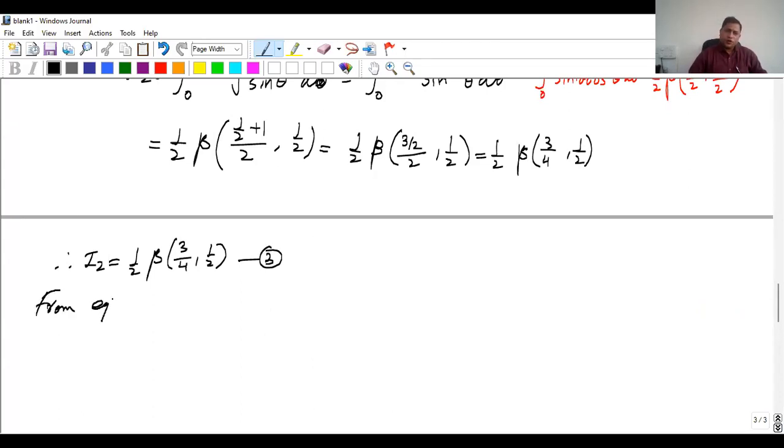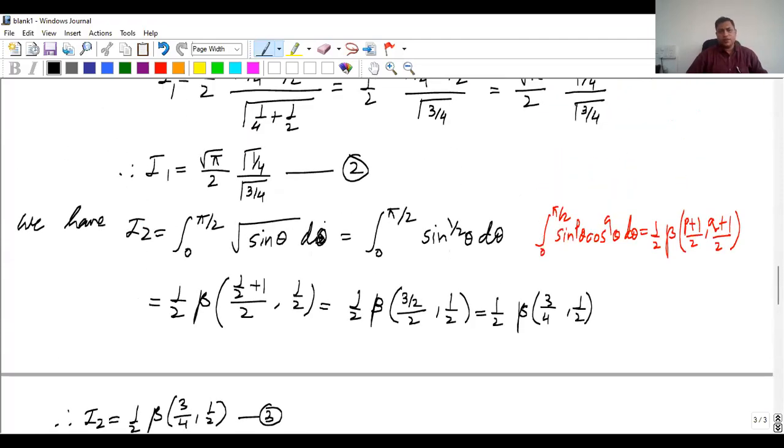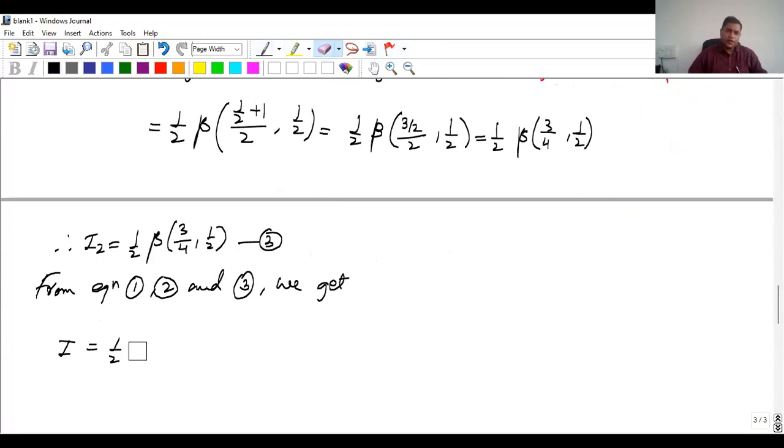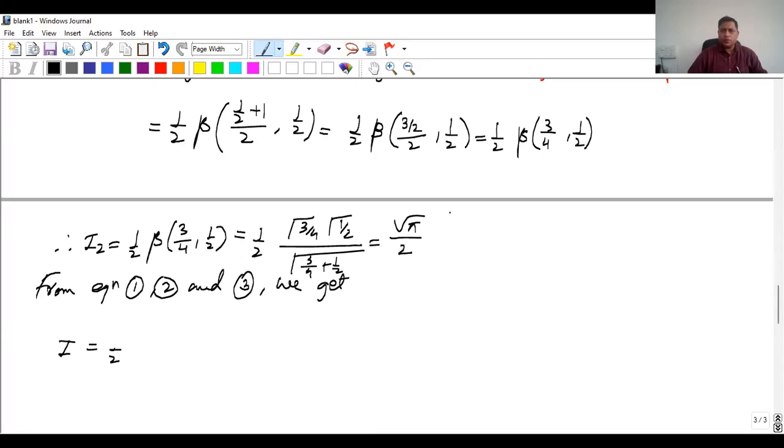So what we can write is from equation 1, 2, and 3 we get, what is I? I is a product of 2 and 3. So it is half, okay, what we have simplified for this? So it is root pi. We have already simplified this. So we can simplify this more as this is equal to half of gamma 3 by 4 gamma half upon gamma 3 by 4 plus half. So this will be root pi. Gamma half is going to be root pi. So it is root pi by 2. This gamma 3 by 4. And here, if you see, what is going to be gamma pi by 4.